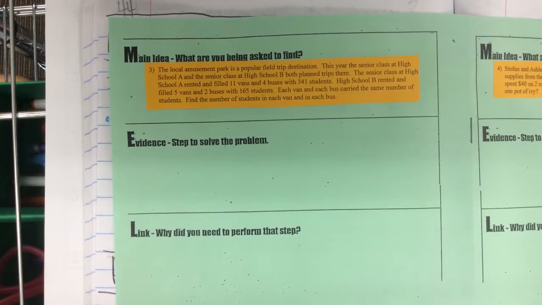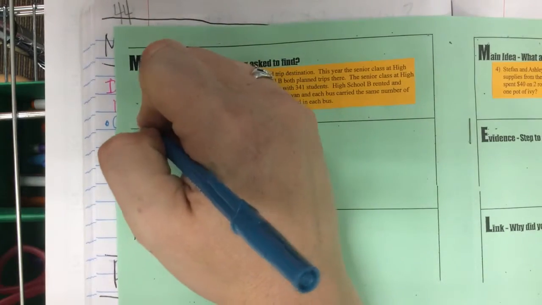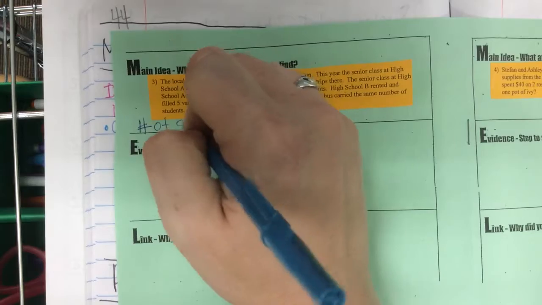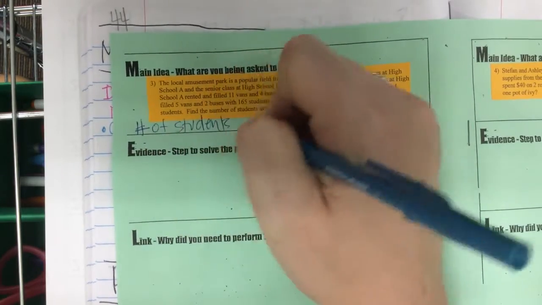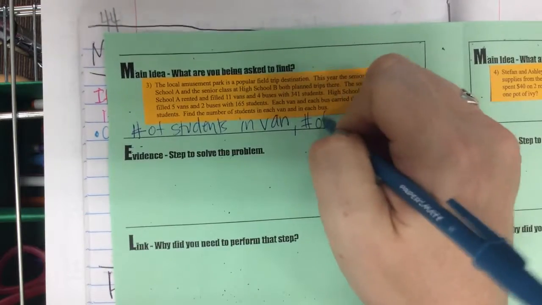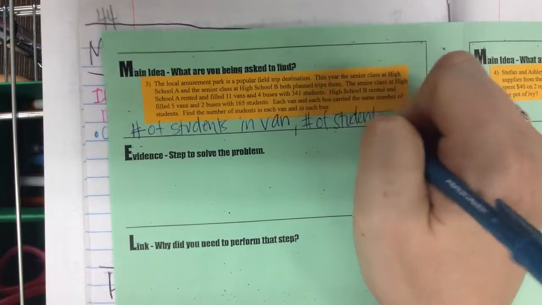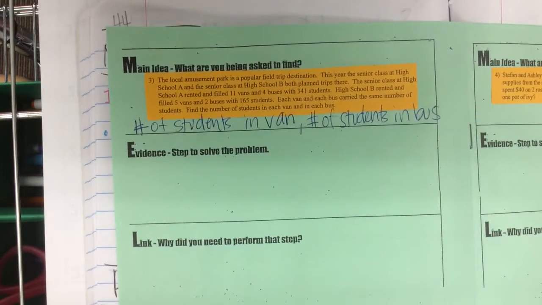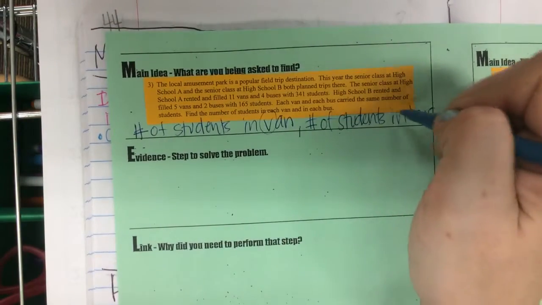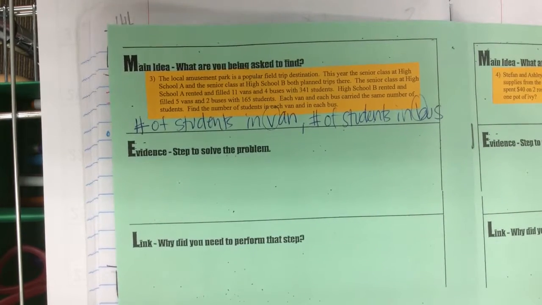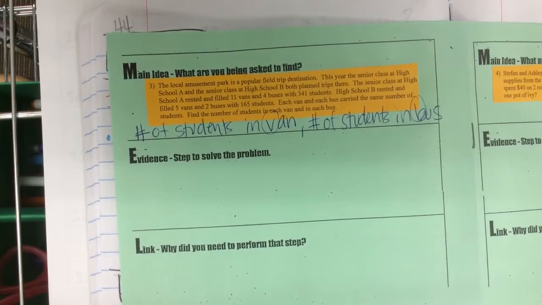Gabby, what's the question? Number of students in a van and the number of students in a bus. All right, so let's use V and B. Well, it's a new problem, so you can reuse the letter B. That's okay.